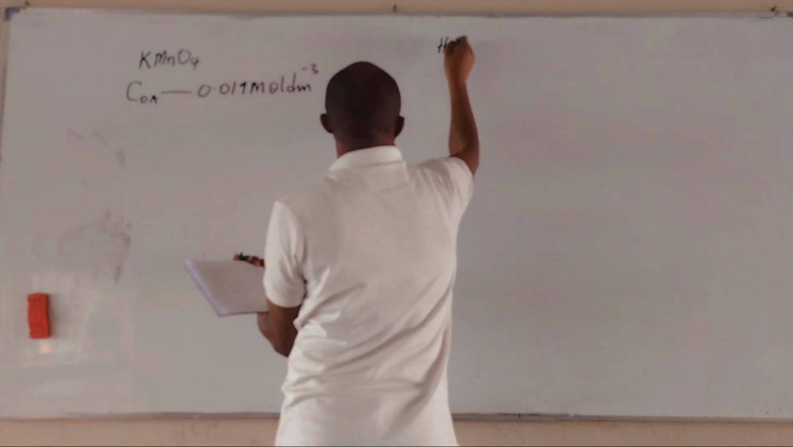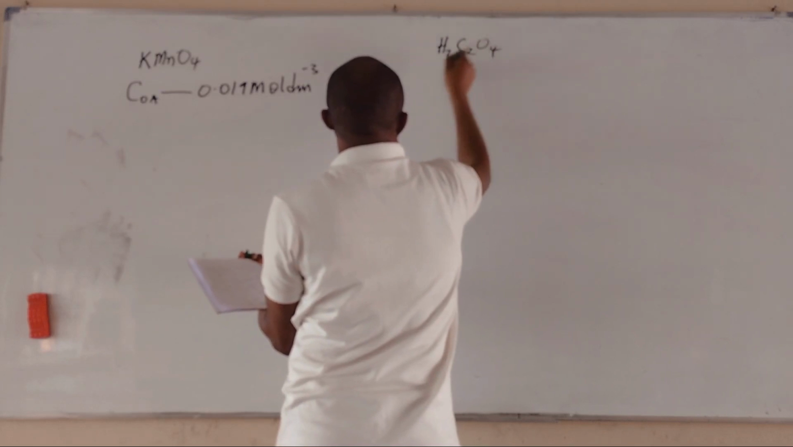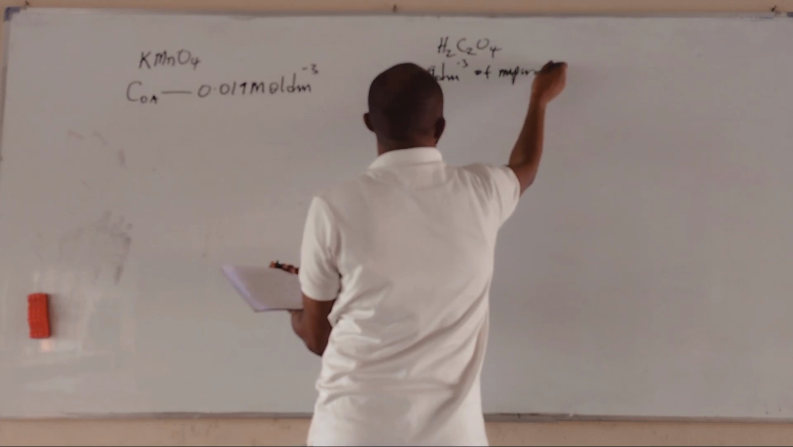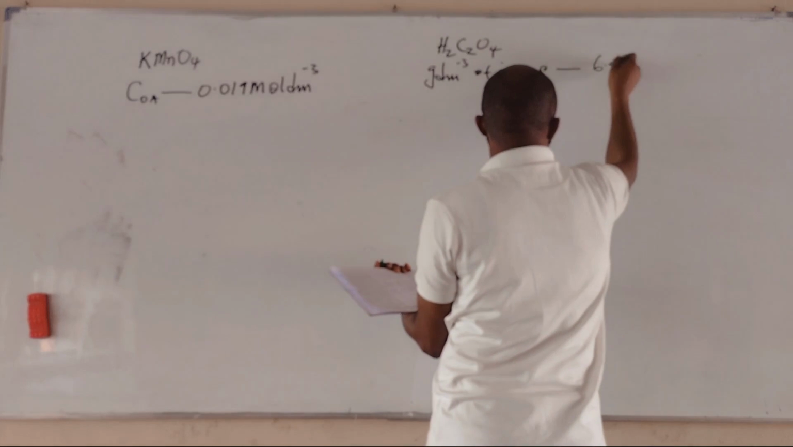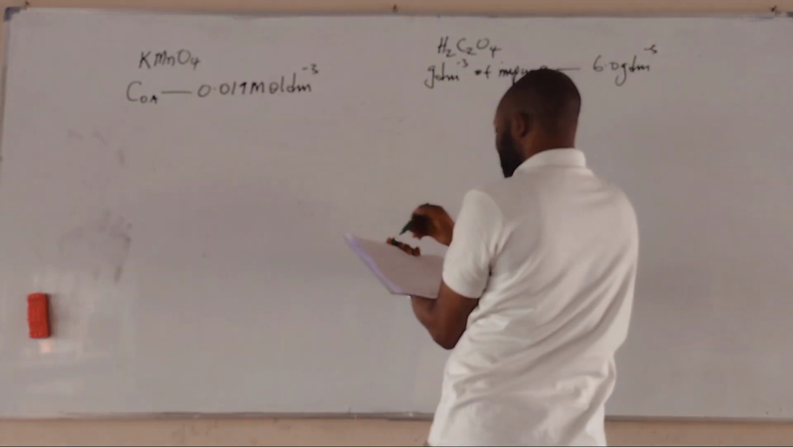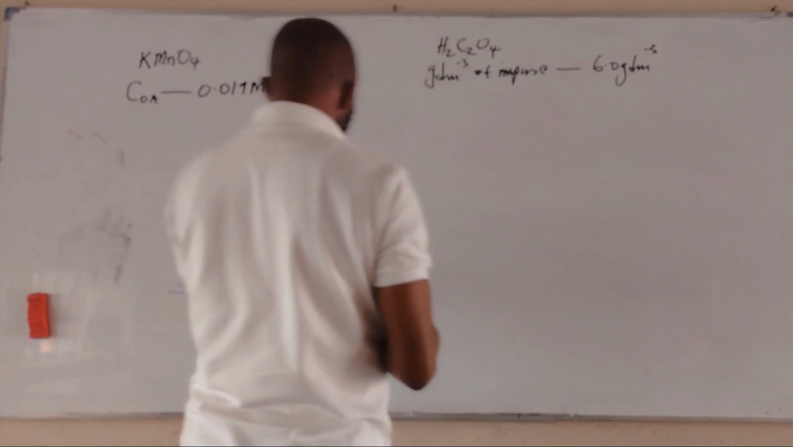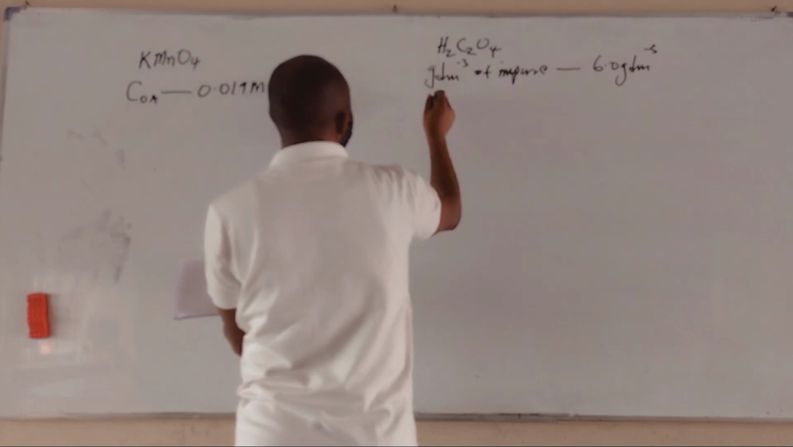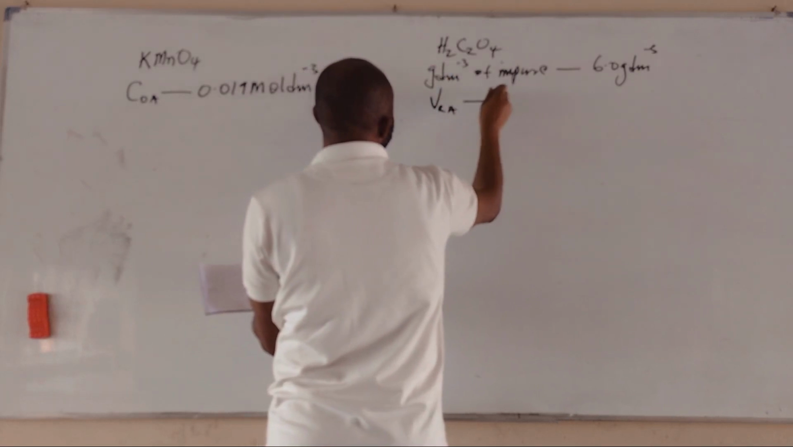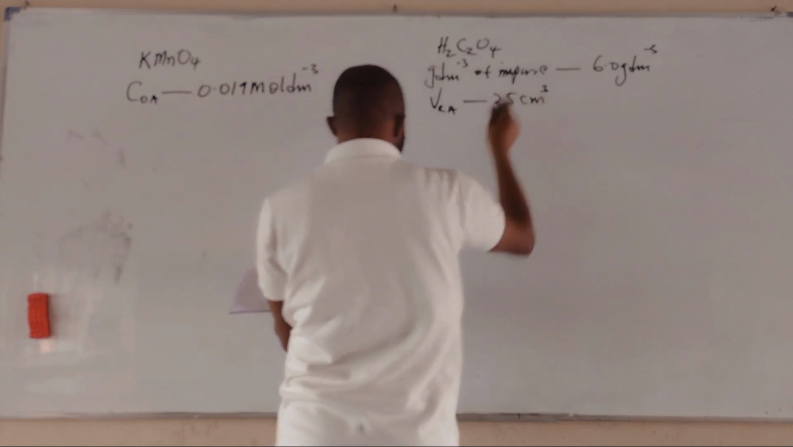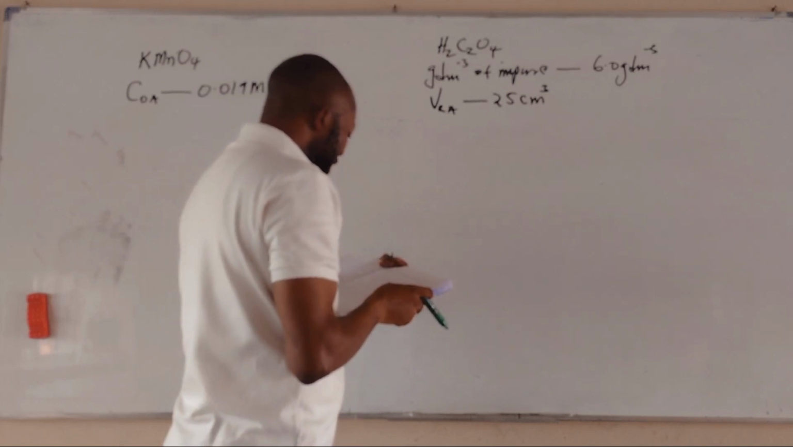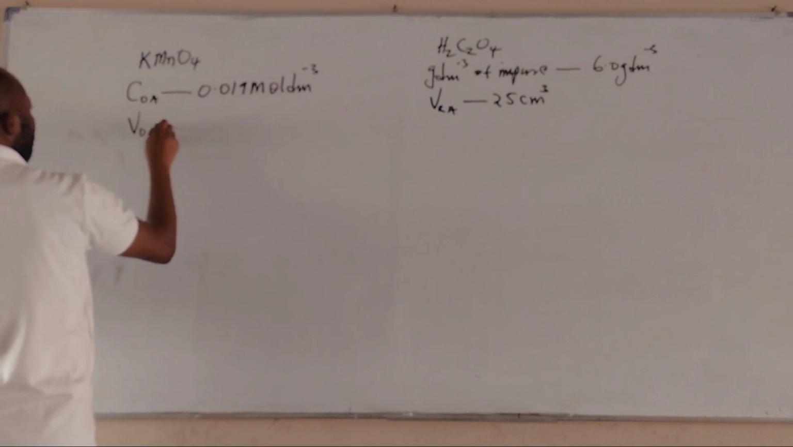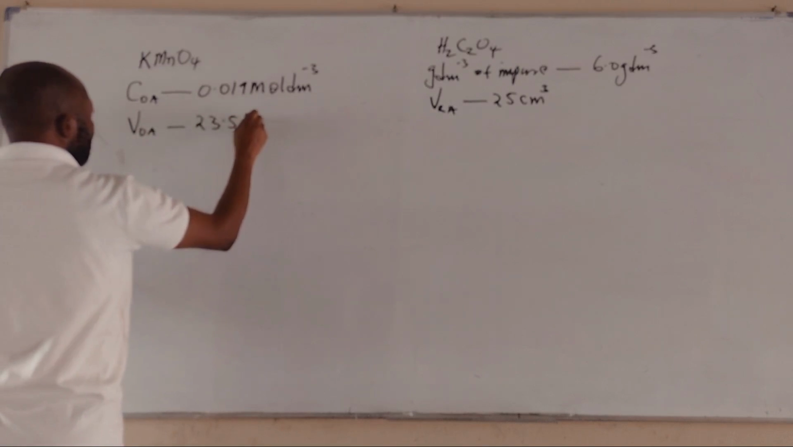So we have our H2C2O4. The 6.0 g per dm cube of impure ethanedioic acid solution. 25 cm cube of ethanedioic acid, which is the volume. The volume of the reducing agent is 25 cm cube, which reacts with 23.5 cm cube, the volume of the oxidizing agent.